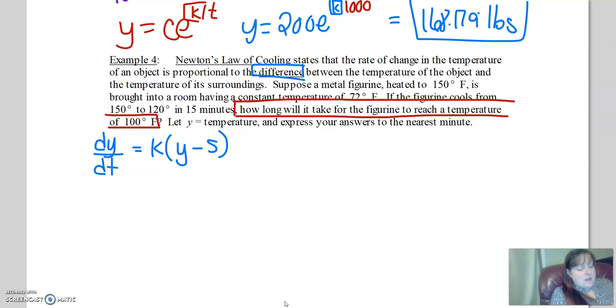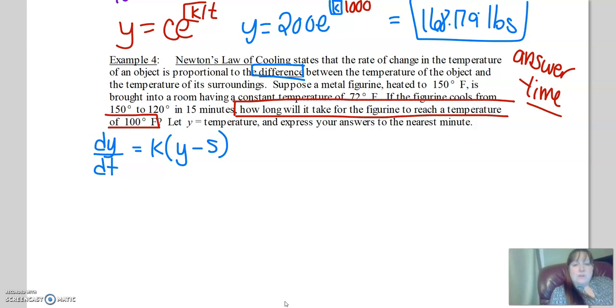So in the end, our answer will be time of some sort. So keep that in mind as we're finding different variables throughout this. Eventually what we're trying to settle in on is time. So y is the temperature, which we already used right here. Y is the temperature, and then minus the surrounding temperature is our proportional relationship.